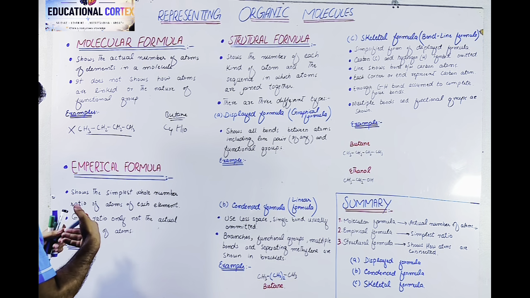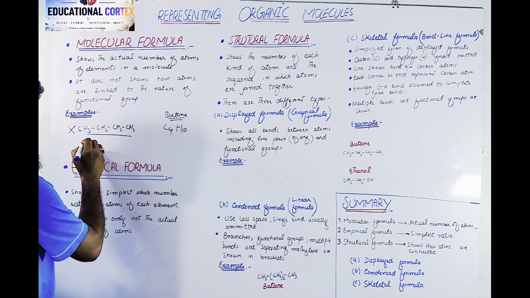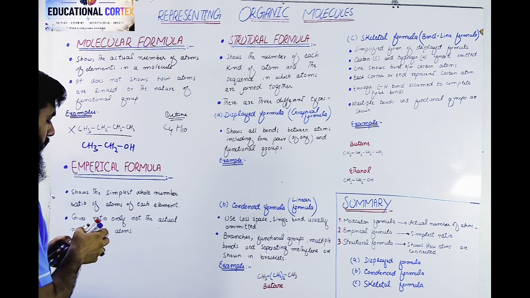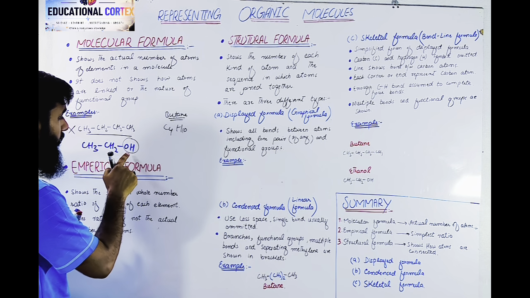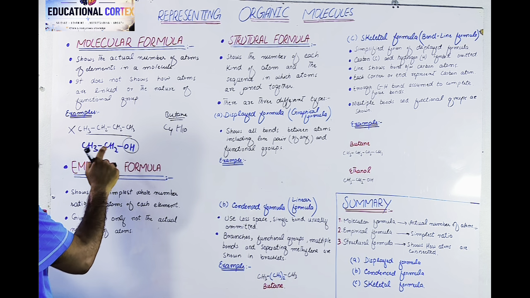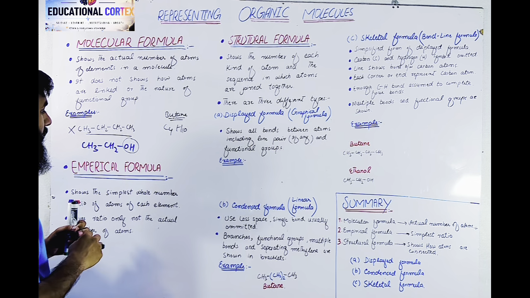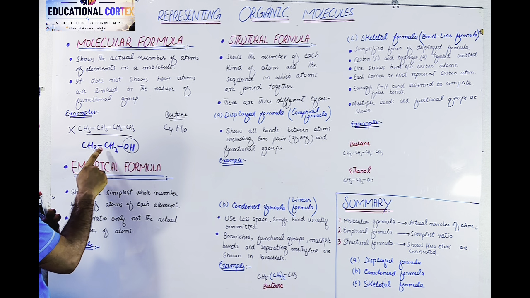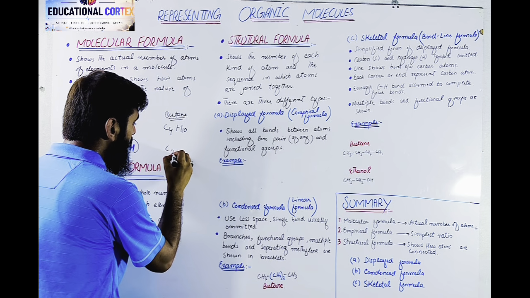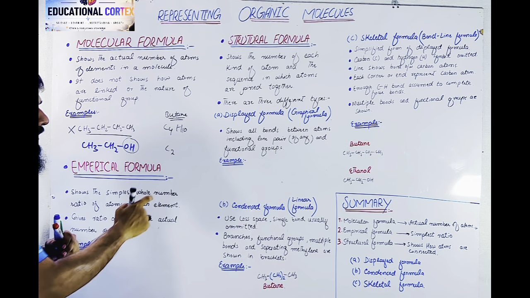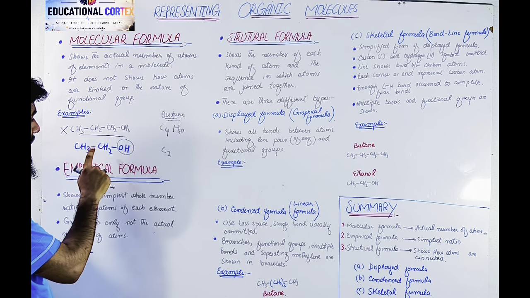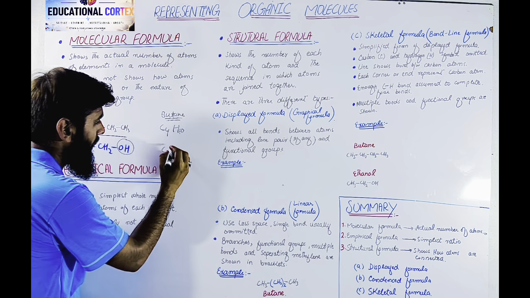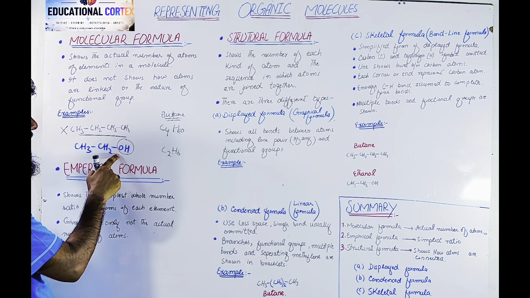Say for example, the second example, ethanol, CH3 CH2 OH. According to the structural formula, this is the functional group and this is a single bond between the carbon atoms. But the molecular formula is just concerned with the counting of atoms in a molecule. How many carbons are present? Carbon 1 and 2, so we will write C2. If we count hydrogen atoms, there are 3 plus 2 is 5, plus 1 is 6, so we will write H6. And there is only 1 oxygen.